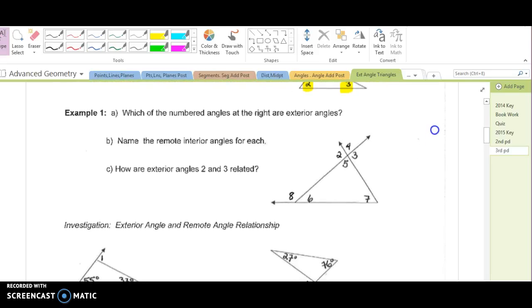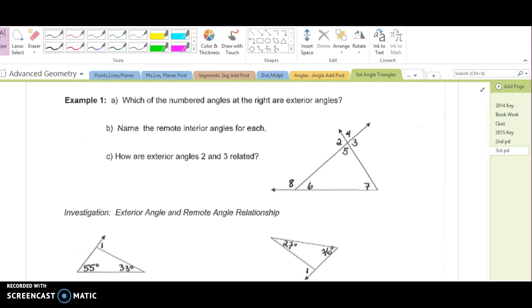So here we go, example 1. Which of the numbered angles at right are exterior angles? We see that angle 8, angle 2, and angle 3 are all exterior angles. Some of you right now are asking, why is 4 not an exterior angle, Miss Benton? Well, if you look at it, angle 4 is made up of two extensions of the sides. It's not at all formed by a side of the triangle itself. So angle 4 doesn't meet the criteria for an exterior angle according to the definition.